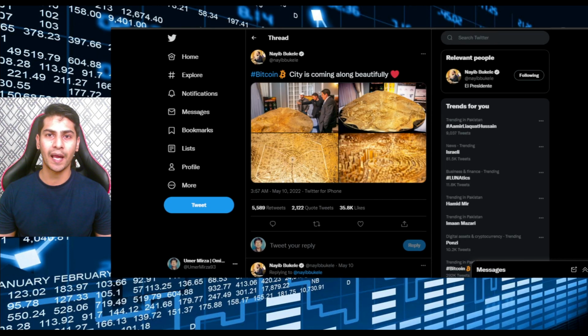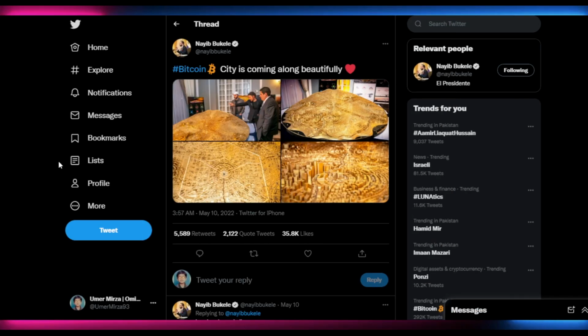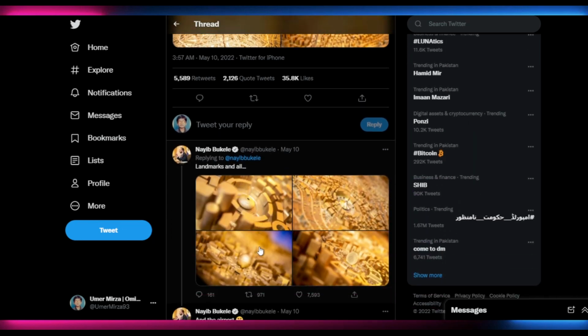Biggest thing that I like right now in the markets, considering there's so much FUD and so much action happening, I really like the Bitcoin city, which is going to be coming up beautifully in El Salvador. Looks amazing. A lot of people are asking, why does it look gold? I'm not sure, man. You just gotta go and probably comment below and ask Nayib why it's exactly gold.